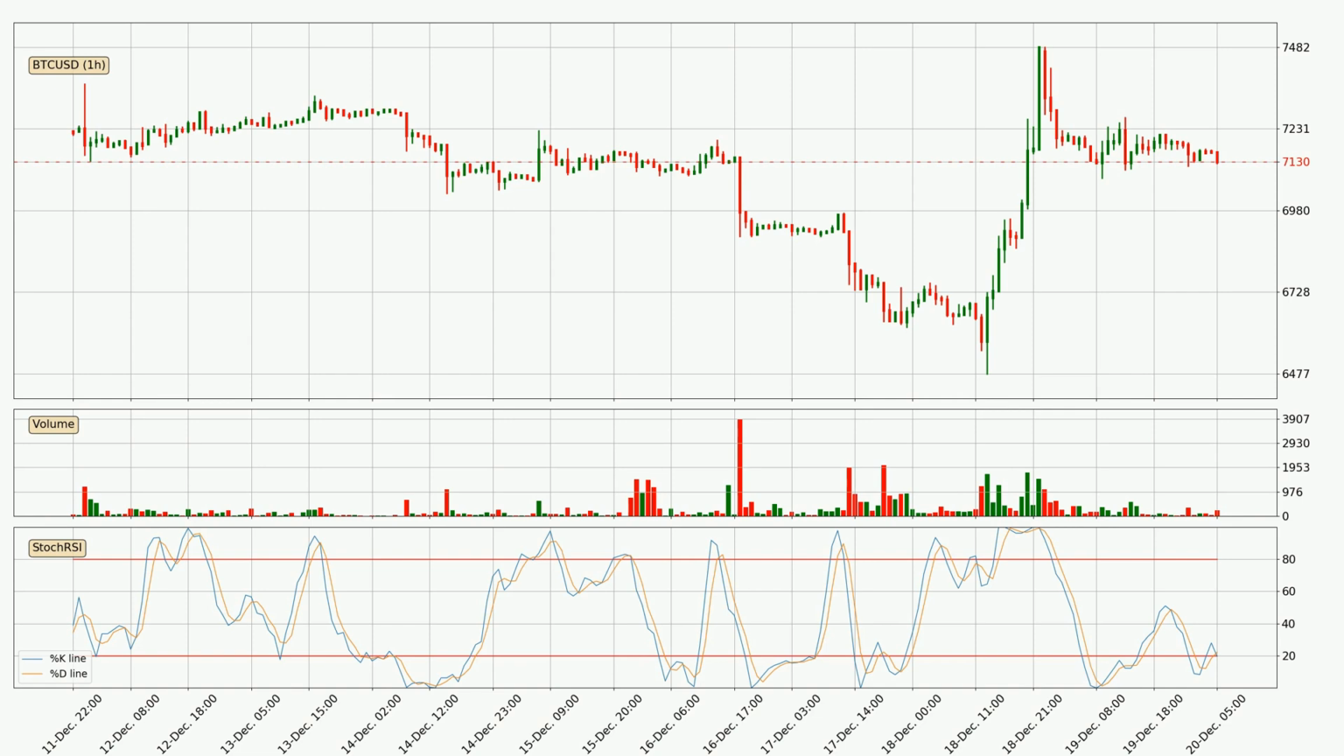When we now look at the current hourly stochastic RSI, there are no signs of the stochastic RSI being oversold or overbought at this time, but we can see that the trend is currently going down because the K line is below the D line.